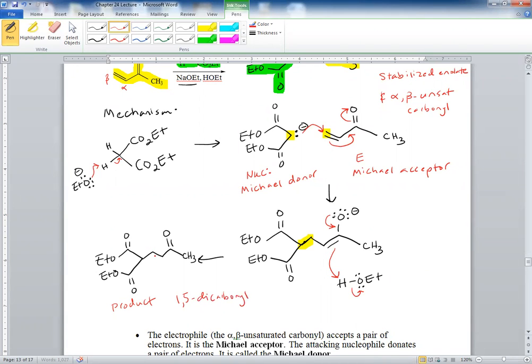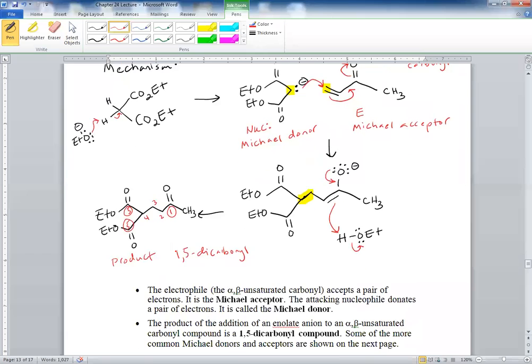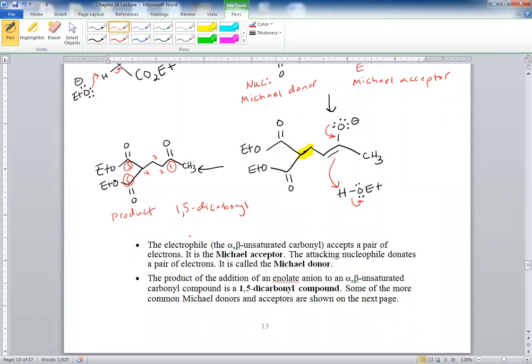And the 1,5 is for the following reason. So watch the counting. 1, 2, 3, 4, and then 5. If you count also down this way, you have 5. So you have a 1,5 dicarbonyl. Either you go down or you go up. That's why it's called a 1,5 dicarbonyl. Dicarbonyl means you have 2 carbonyls, one at 5 and one at 1, and either again on each side.